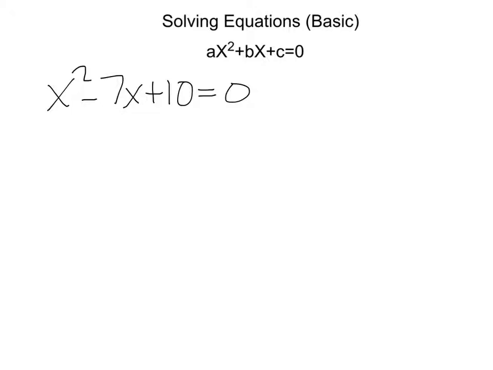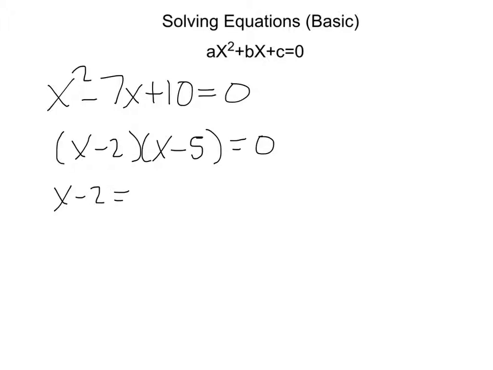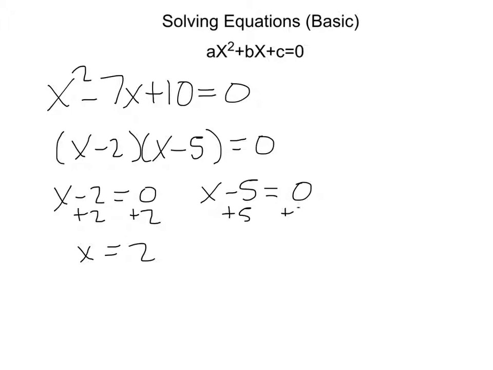Whenever you factor this, you factor it into this form here. We're still set equal to 0. So what we want to do now is actually solve it. We want to find out what x equals. The way we do that is we set both of these two things equal to 0. So x minus 2 equals 0, x minus 5 equals 0. We add the 2 to both sides: x equals 2. Add the 5 to both sides: x equals 5. So this is what we have as our two solutions.